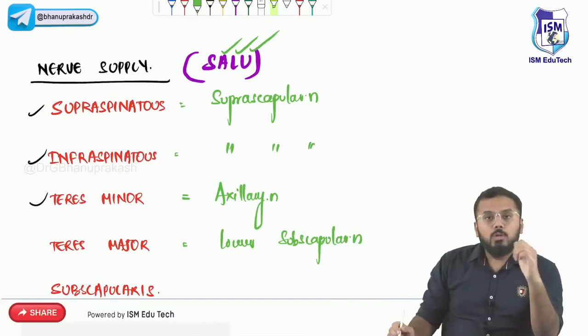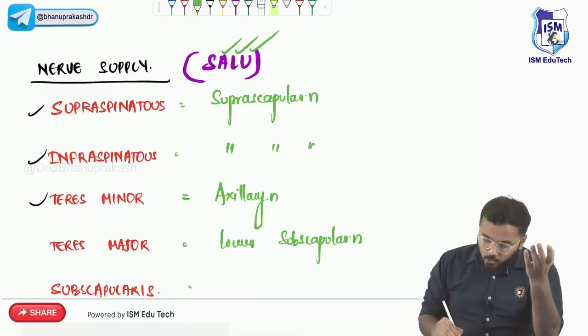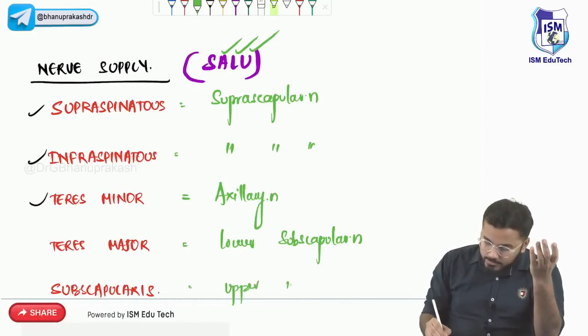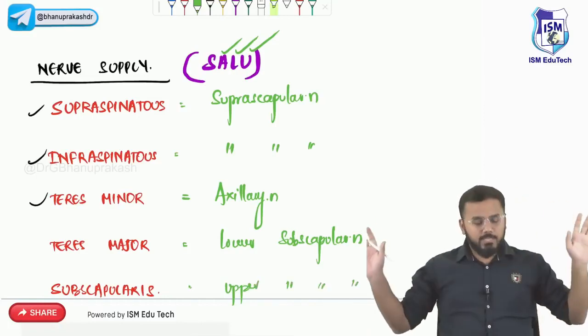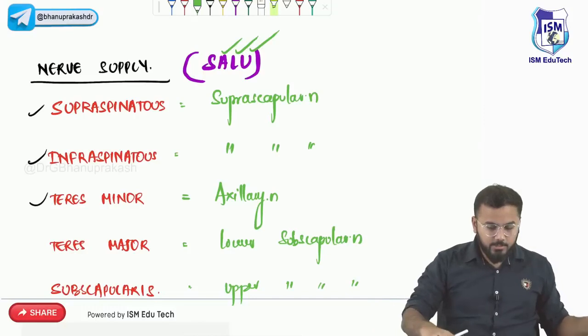Then what is U? If there is lower, there will be upper. So, upper subscapular nerve. Easy peasy, right? Understood?